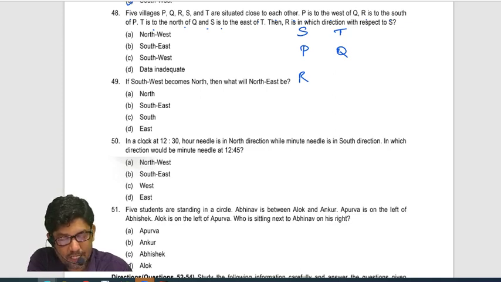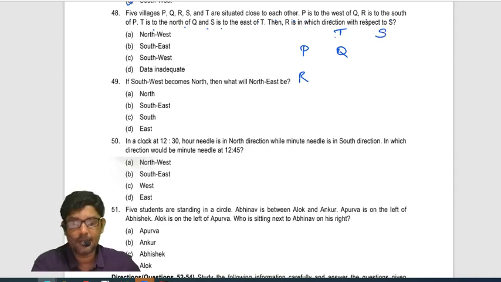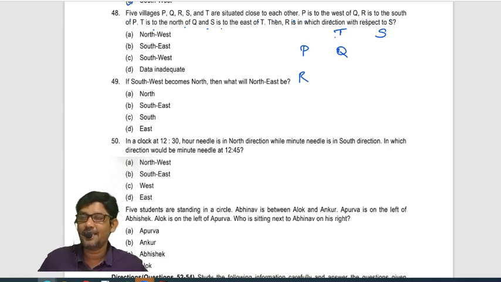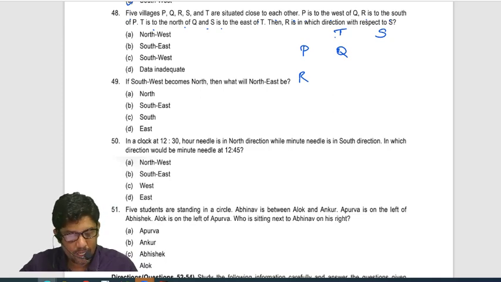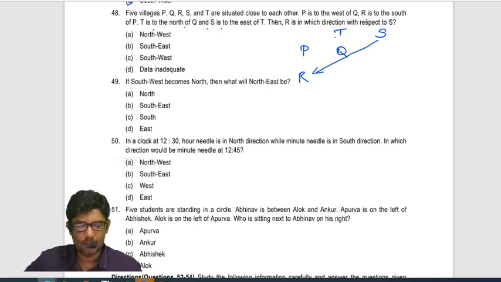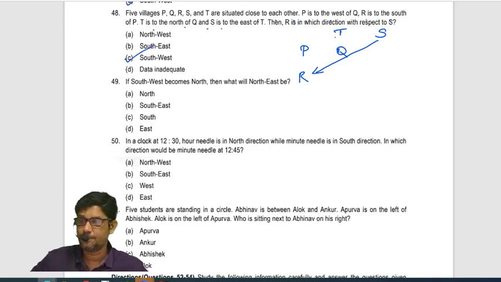See what a mistake I committed. S is east of T, right? Mistake happened. Look at this, S is east of T, and I directly marked it as west. Yes. So now, in which direction do we have R? R is in which direction? South west.